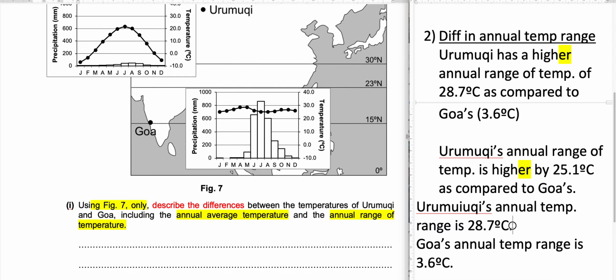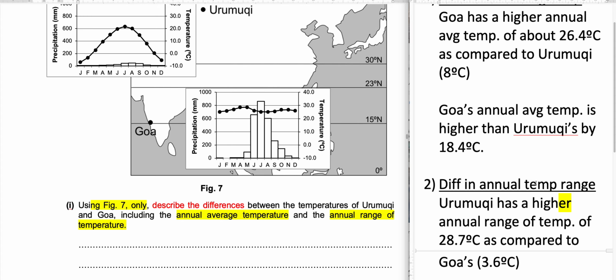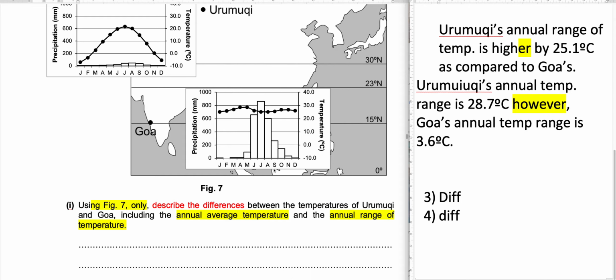Or like what we learned in SS, you can use conjunctions. Okay, so since it's a difference, you can use however or but, like this. Okay, so you have 1, 2. Remaining differences, what can you talk about? Well, you can talk about seasons.